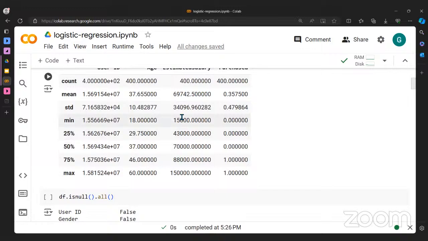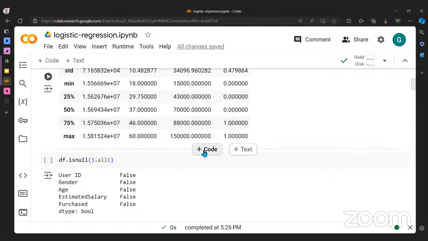And most people usually detect outliers from here, right? So if your minimum value is 18 and the 75th percentile is 46, and it's telling you that the maximum value is, let's say, 1000, you know that there is an outlier because it's just out of the usual range.